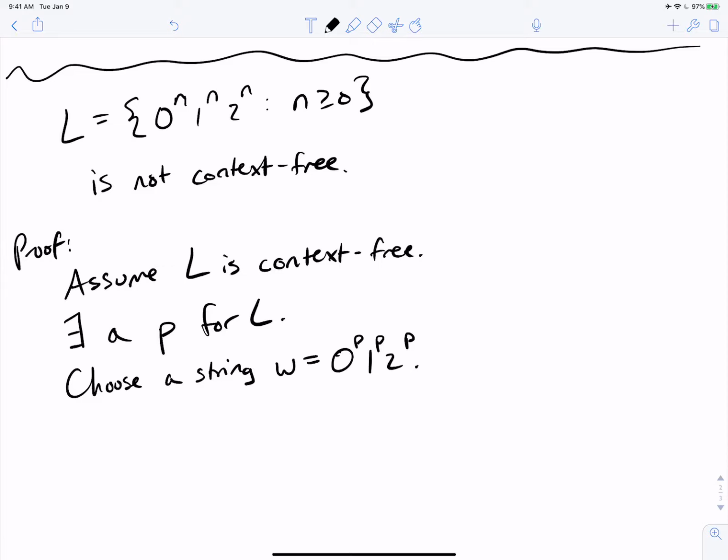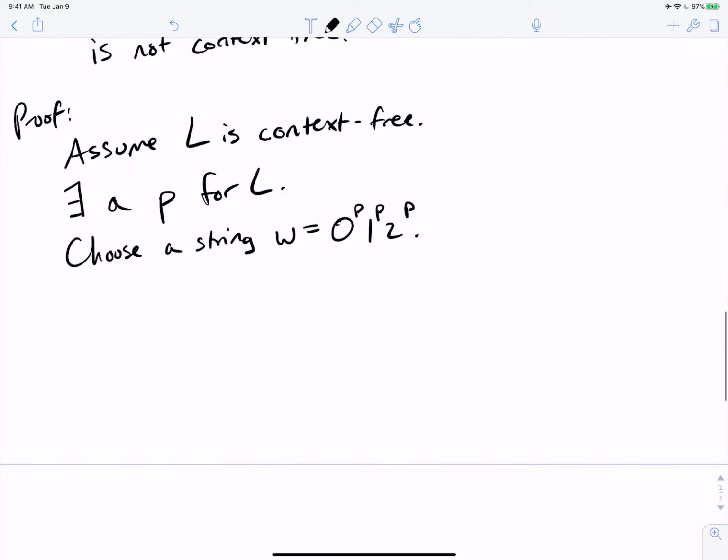But the key thing to remember here is we're not just pumping the zeros like we did with the regular case. In the regular case, we pumped at the front of the string within the first P characters. Here, we pump a segment of length at most P anywhere in the string. So that's just something to keep in mind. Okay?